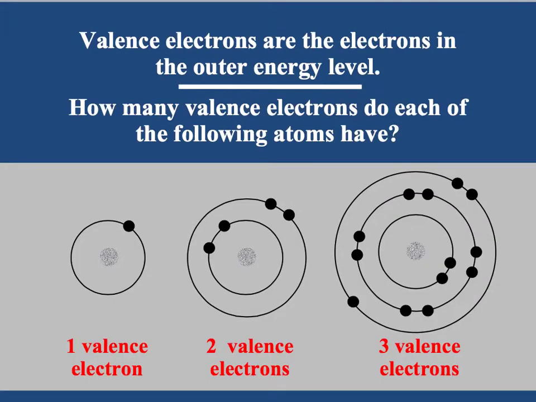So again, don't forget your valence electrons are the electrons in the outer energy level of an atom. So the very last ring. Like in our examples, this would be our last ring, so there would be one valence. This would be our last ring, so there would be two valences. And that would be our last ring. There would be three valences.